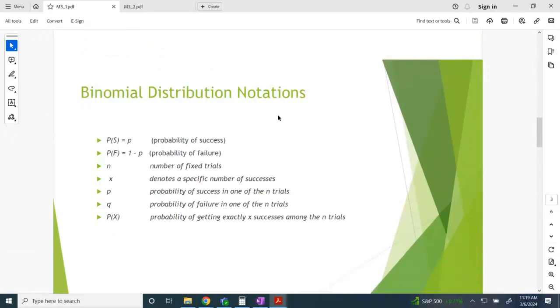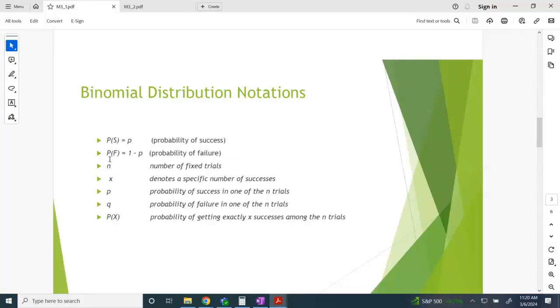And here are some notations for the binomial distribution. P of S, what you see, that's equal to P. And P is the probability of success. In the problems that we're going to be working with, you will be given the probability of success. All right, so P of S equals P. That's the probability of success, which is the same as the P that's further down on the list of notations. The probability of success in one of n trials. Okay, so the P is a probability of success.